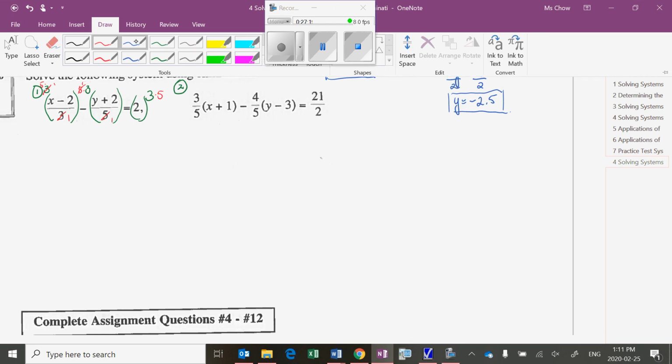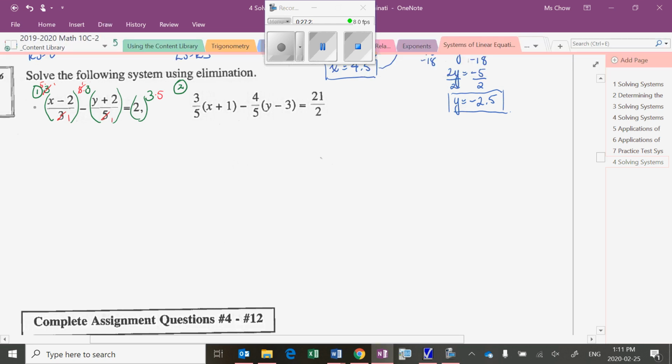So really, if I take the time to clean it up, because I don't want to make any mistakes, it's going to look like this. 5 times x minus 2 minus 3 times y plus 2 is equal to 2 times 15. So at this point, then I'm really paying attention to this negative as well, because that's where a lot of people make mistakes. They forget to distribute that negative. So now I'm going to distribute in the 5 and distribute in the negative 3. So we end up with 5x minus 10 minus 3y minus 6 is equal to 30.